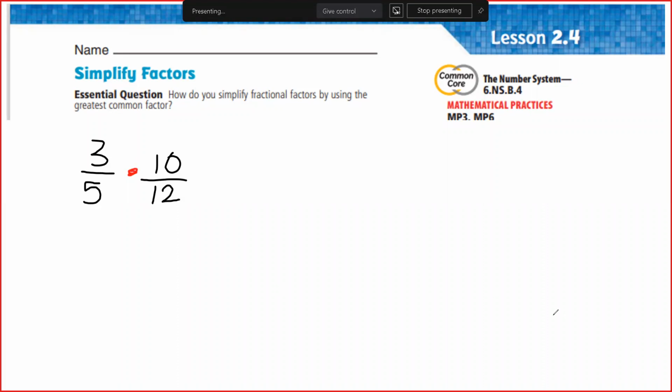Now be careful. When you want to simplify, you have to simplify the numerator of the first fraction with the denominator of the second fraction, and the numerator of the second fraction with the denominator of the first fraction. Numerator with denominator, numerator with denominator. Don't simplify the numerators with each other or the denominators with each other.